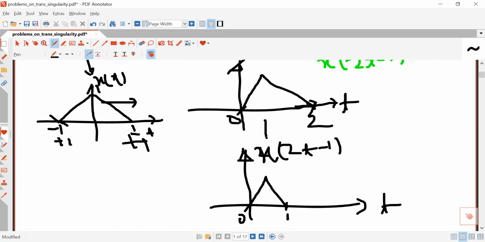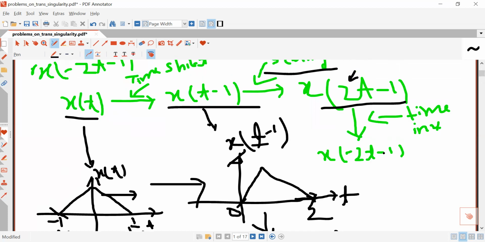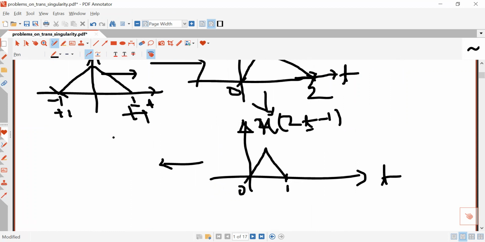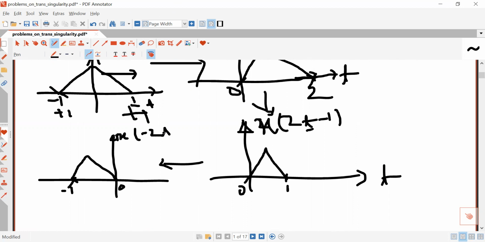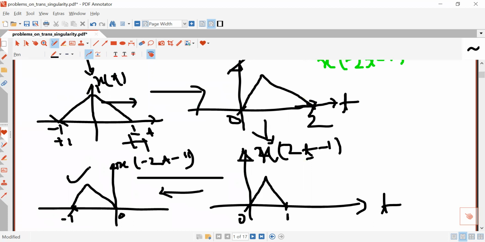Now what will you do in the final step? You have to replace this t with minus t, which is time inversion. When you do time inversion, you will get the mirror image of this signal. This one will be at -1, this 0 will be at 0, and you will get this signal. So this is x(-2t - 1). In this way, from the original signal, you can get the modified signal.